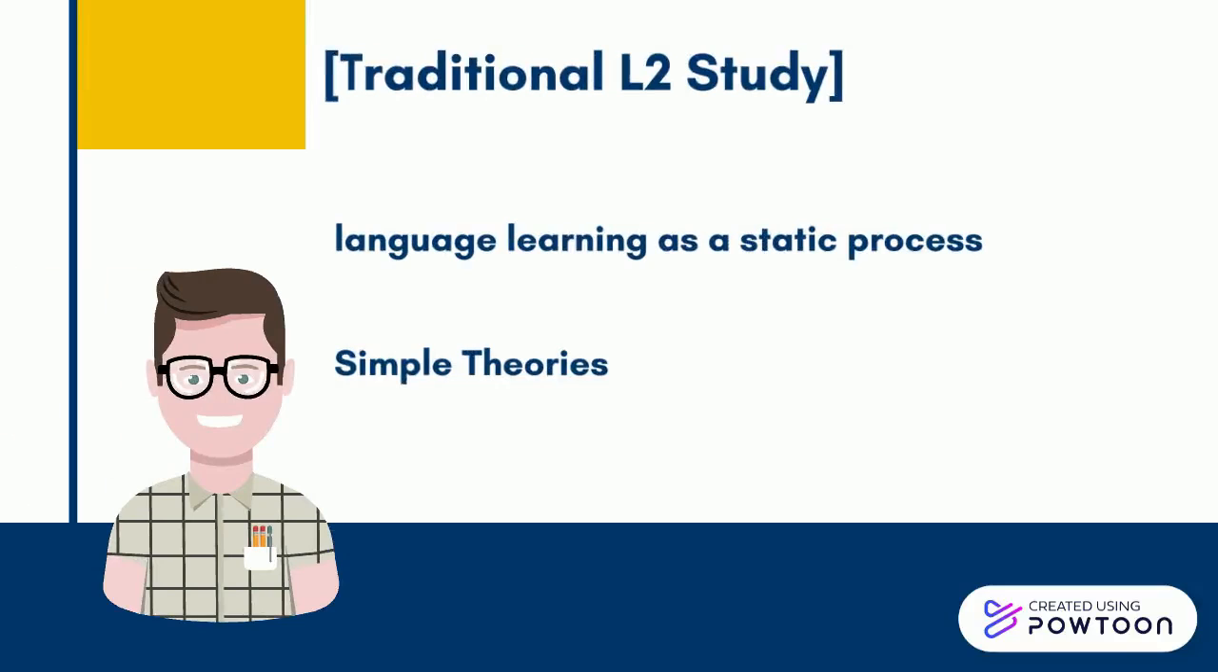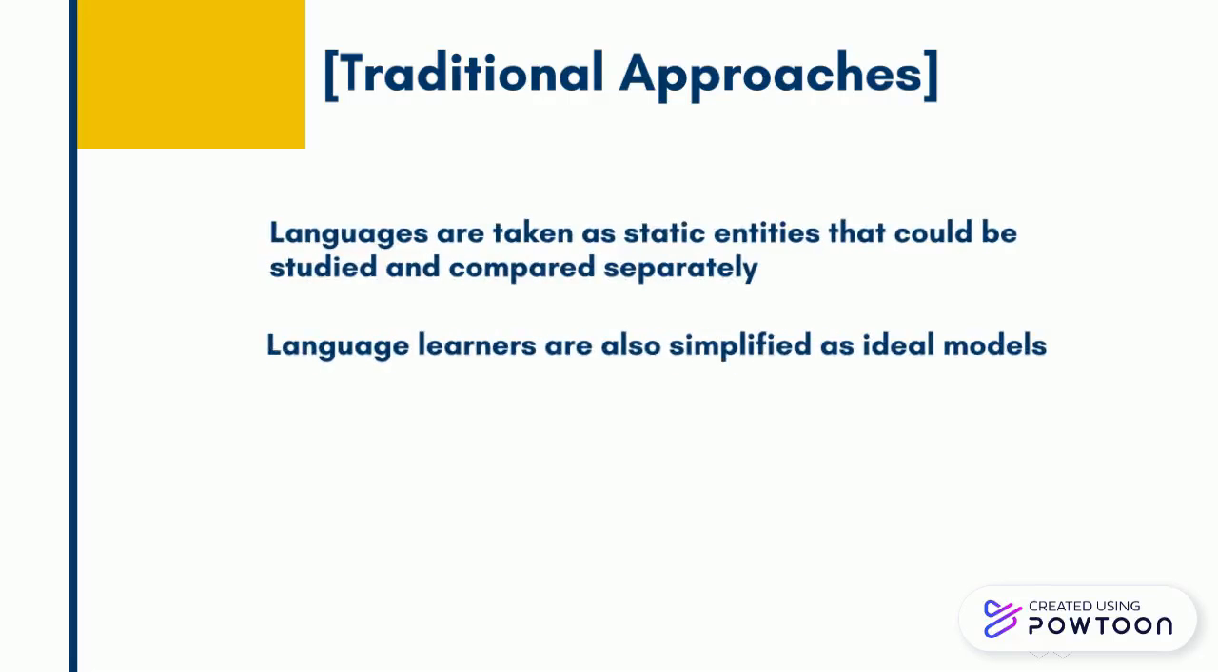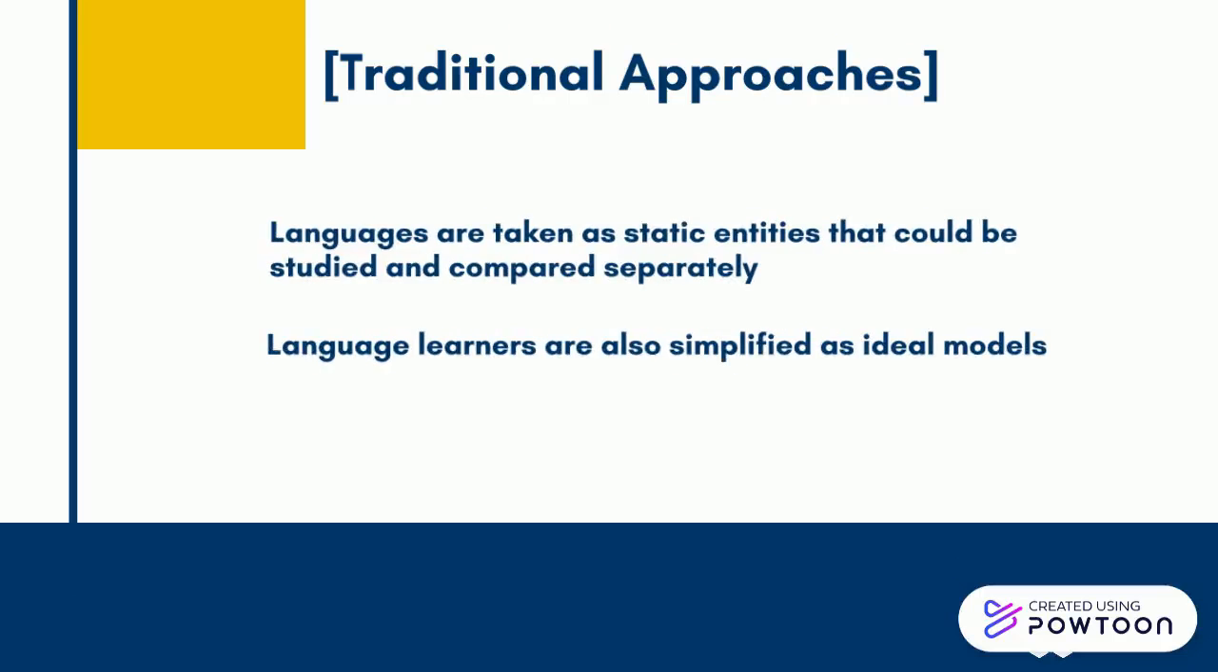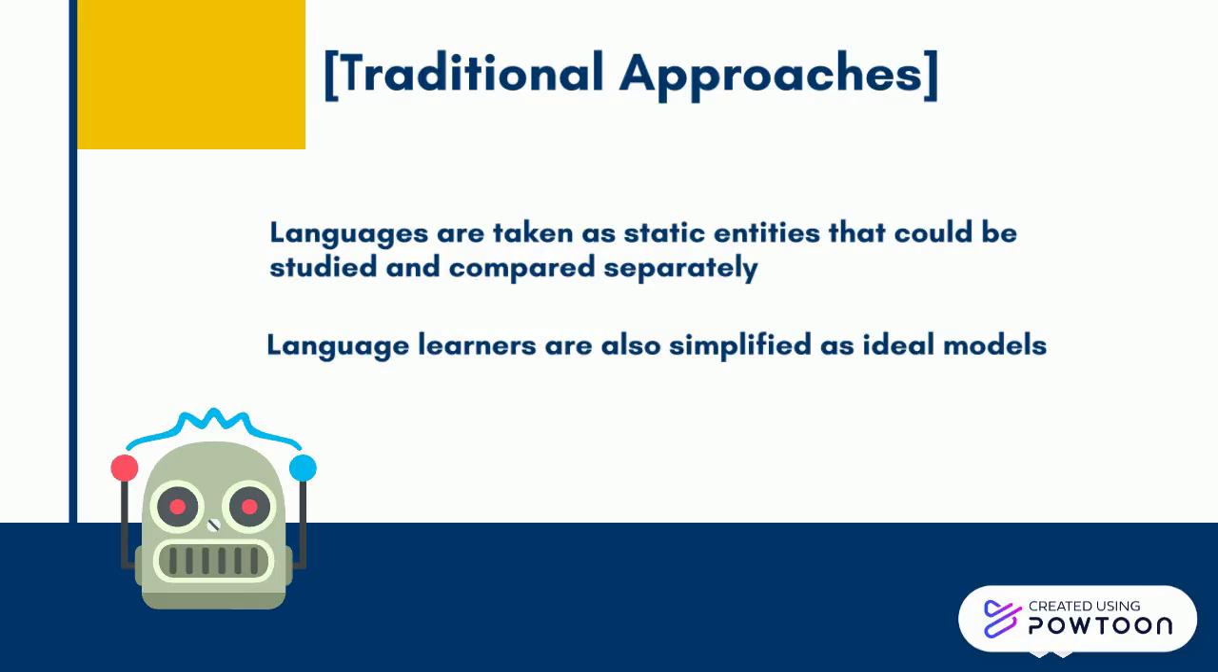Researchers always hold an over-positive attitude towards the learning process, thus putting forward theories which seem simple and concise, but fail to explain the complexity of the language learning process. For example, languages are always taken as static entities that could be studied and compared separately. Also, language learners are simplified as models for study. They are taken as pre-programmed machines. It is believed that if given enough input, a planned result could be expected.